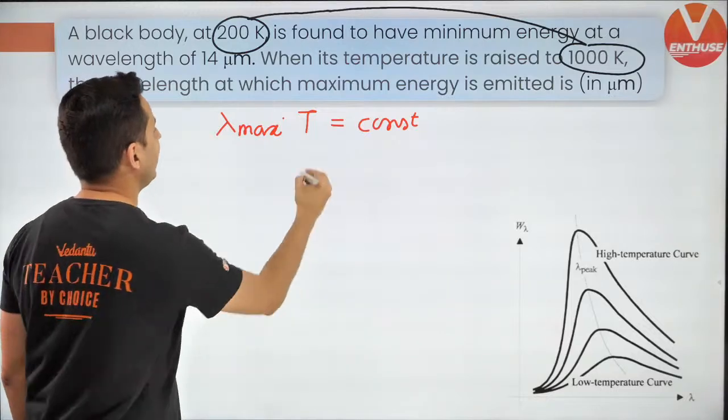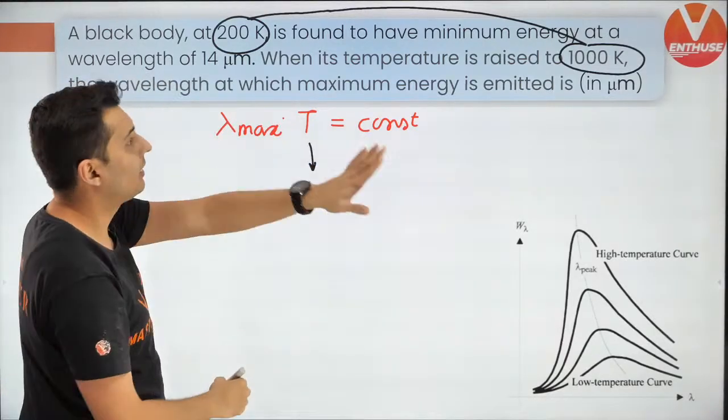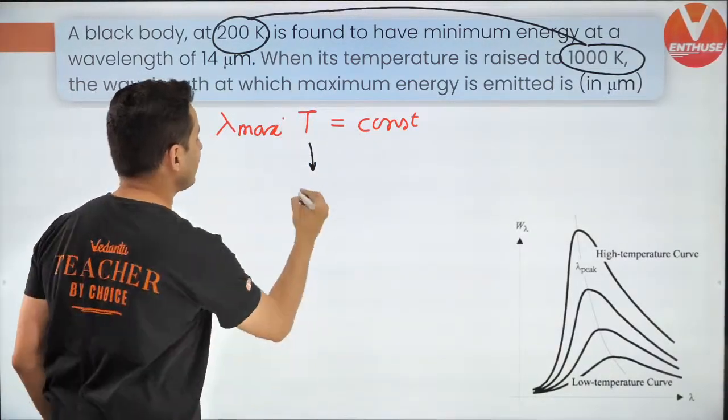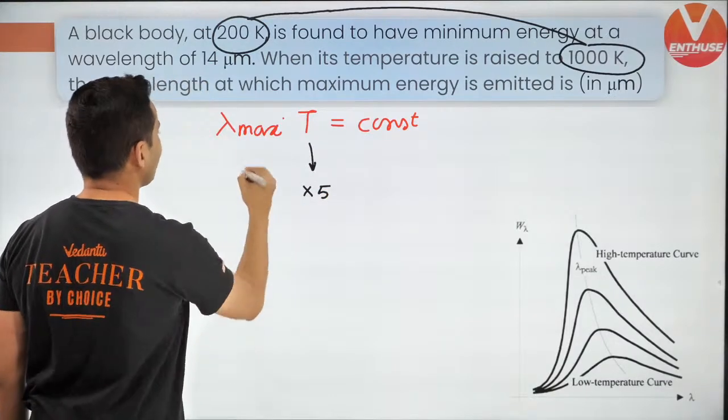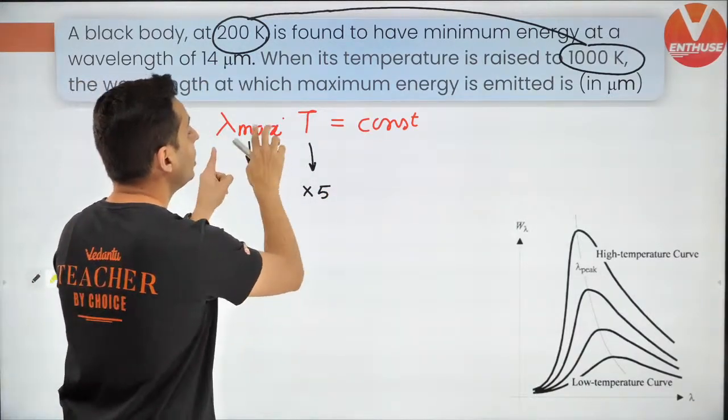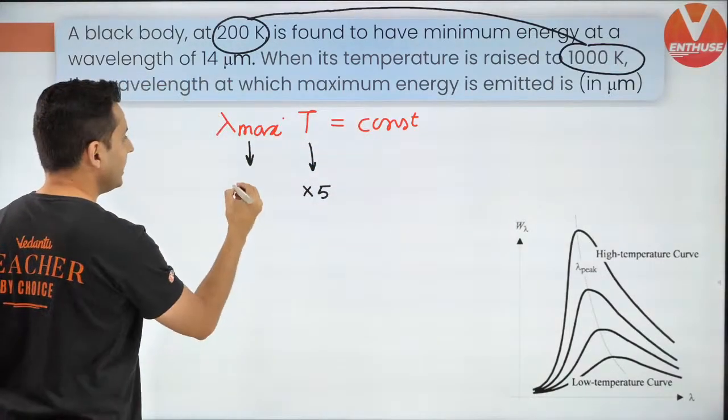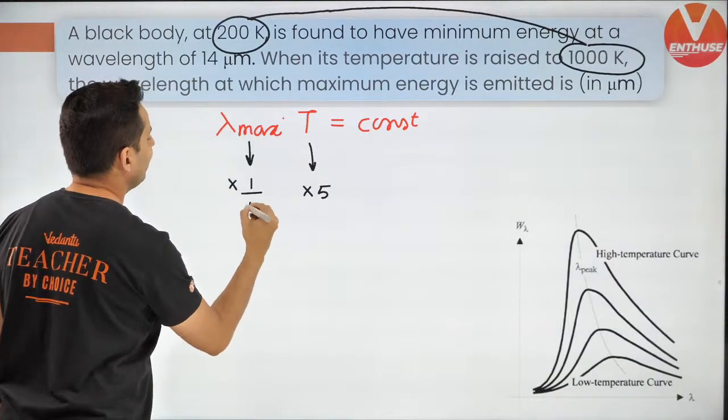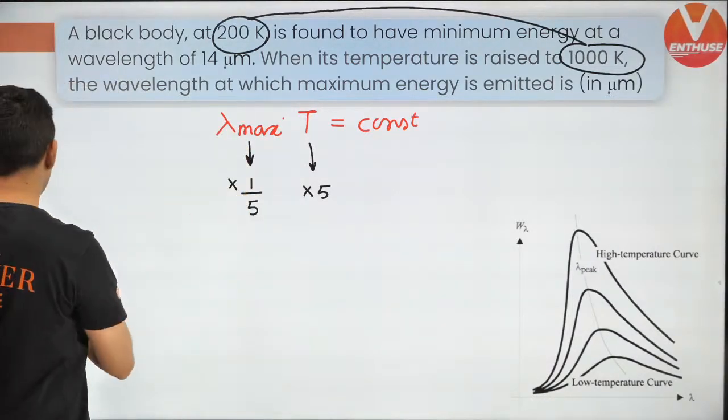How many times has the temperature increased? 200 to 1000. What has happened? It has increased 5 times. So what will happen to the wavelength? To preserve their product, it has to go down 5 times. So lambda will come down 5 times.